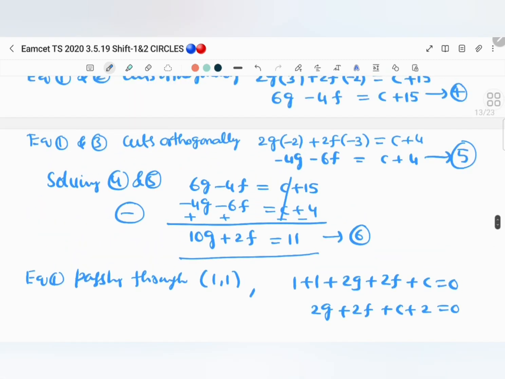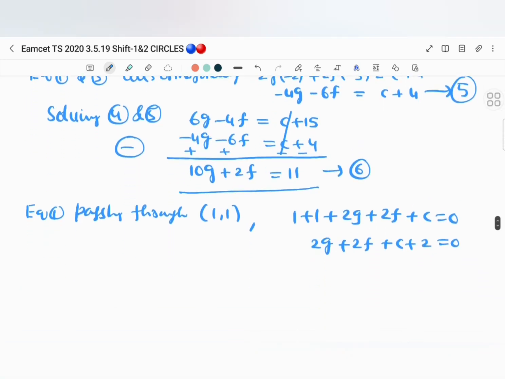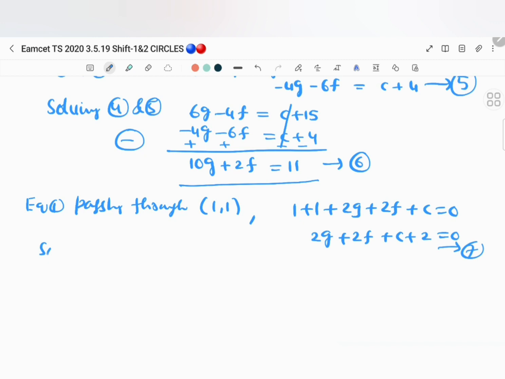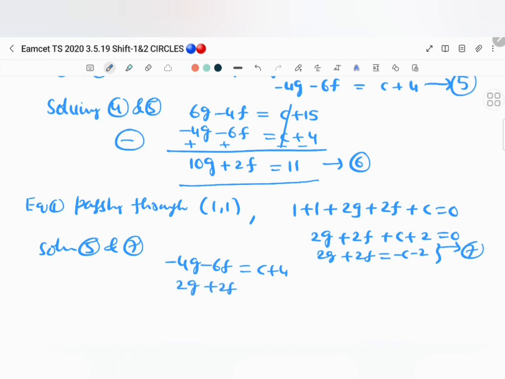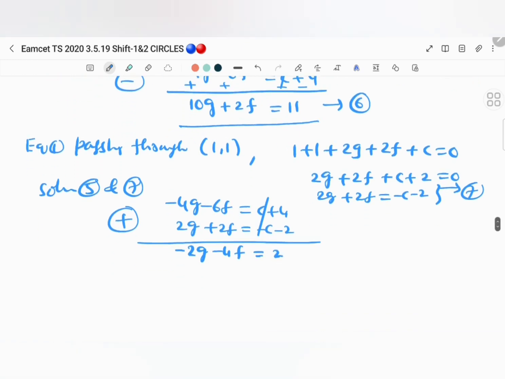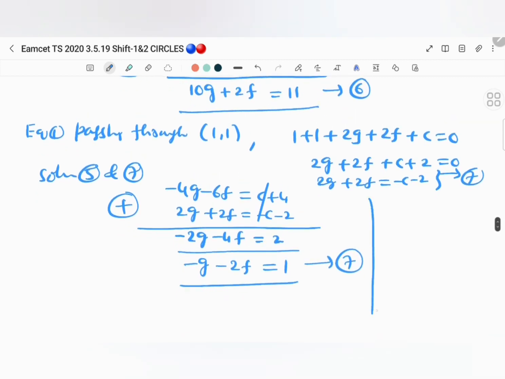After that, equation 5 and equation 7. Solving 5 and 7. Equation 5 is minus 4g minus 6f equal to c plus 4, no? Except for the c terms, the other equation we can write as 2g plus 2f equal to minus c minus 2 only, no? So 2g plus 2f equal to minus c minus 2. Just adding both equations, plus c minus c is there. So minus 2g minus 4f equal to 4 minus 2, we are adding now, plus 2. Dividing by 2 here, what will come? Minus g minus 2f equal to 1. So this is equation number 7. Solving 6 and 7.